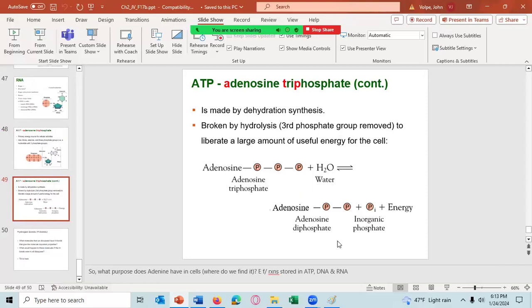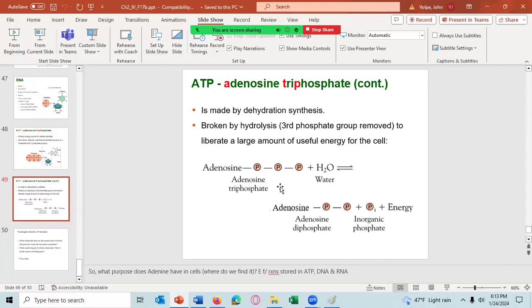So ATP is made by dehydration synthesis. To make ATP, you take ADP, meaning adenine with 2 phosphates, you bring on a third phosphate group, and it takes energy. Because you're making a bigger molecule, you need energy coming into the system. And then that will drive the reaction this way, generating water. And then this phosphate binds to that phosphate to make ATP.